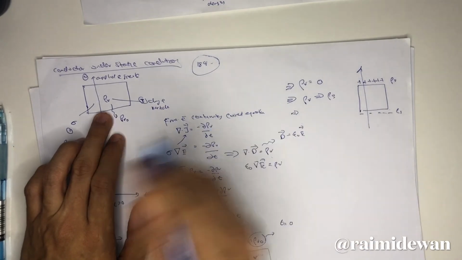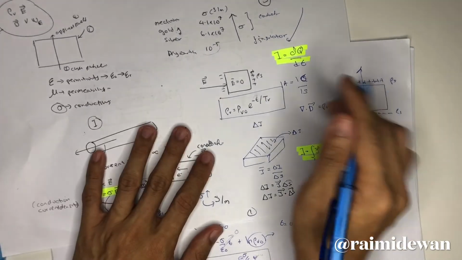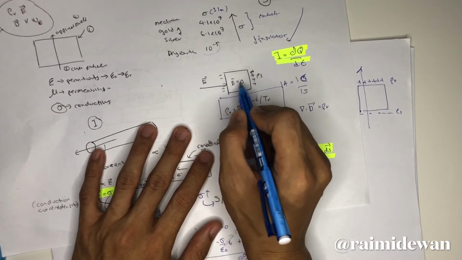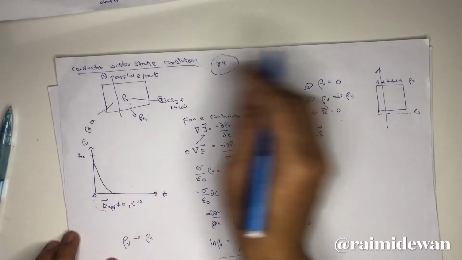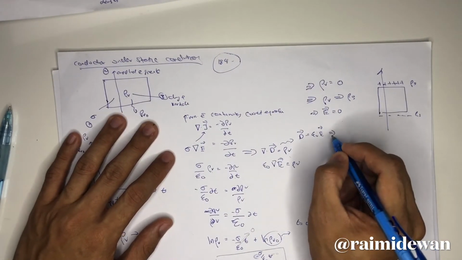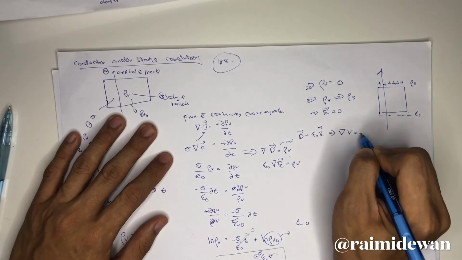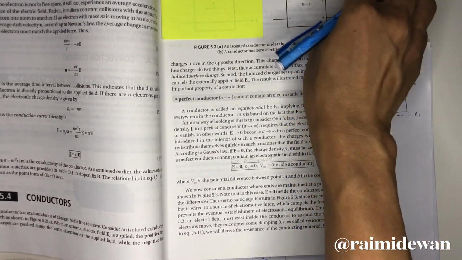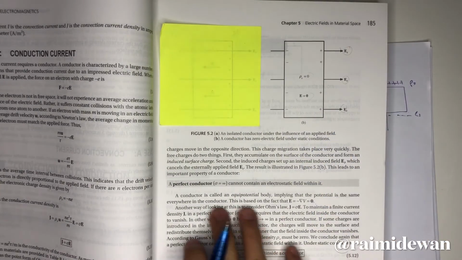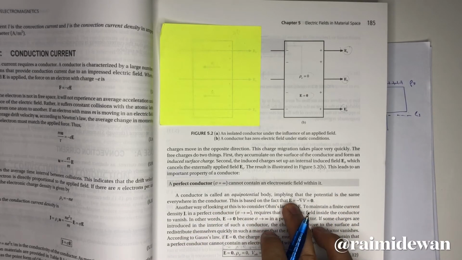Next, there is no rho v, so the electric field intensity inside is 0, for the case of a conductor under static condition. After that, for a conductor under static condition, you will have del V equal to negative E, at page 185. A conductor is called an equipotential body, implying that the potential is the same everywhere in the conductor. This is based on the fact that vector E equals negative gradient of V equals 0.